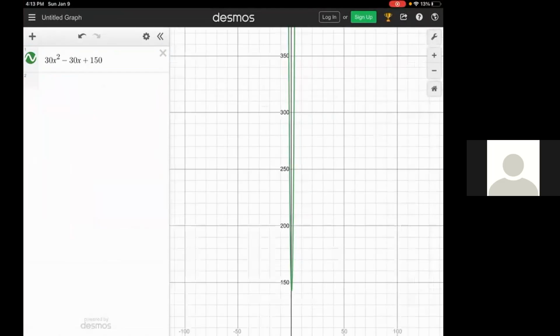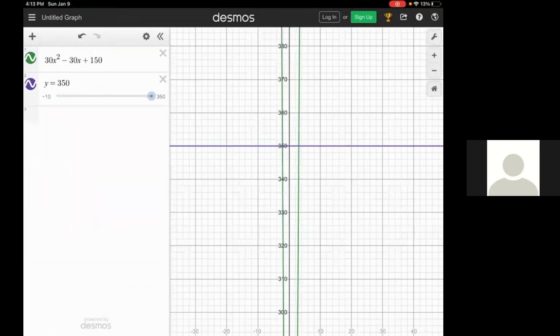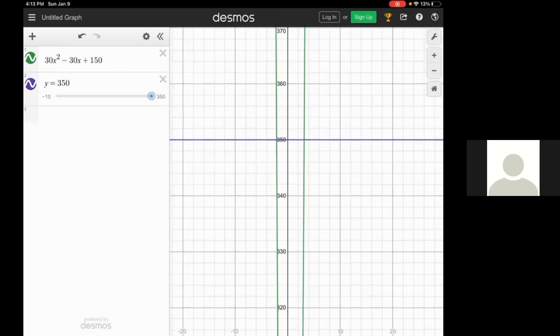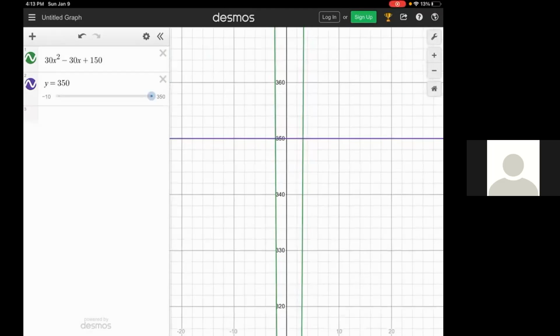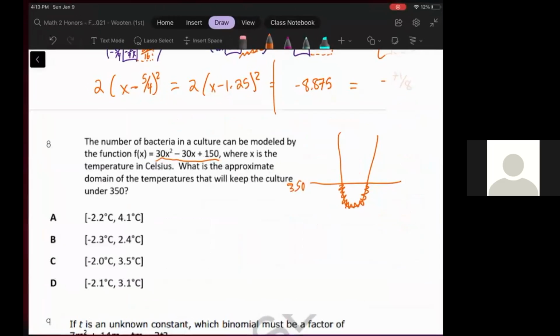Now, I'm also going to put in that limit. And anytime I put in a limiting number, like, hey, I want to know when it's above this number or less than this number or equal to this number, just put y equals and then that number. So there's the 350. I'll zoom in a little bit so I can clearly see the 2 places where it's exactly 350. And then tapping on the graph, here are the x values, those temperatures that would create that, negative 2.13 degrees and 3.13 degrees.